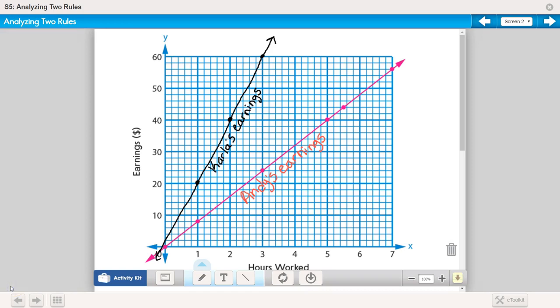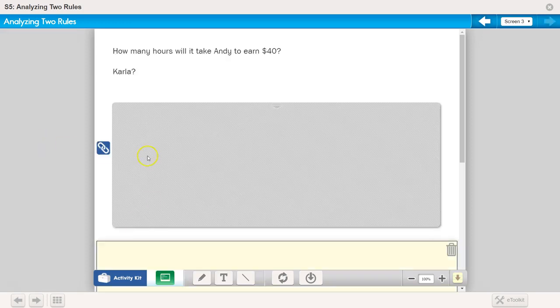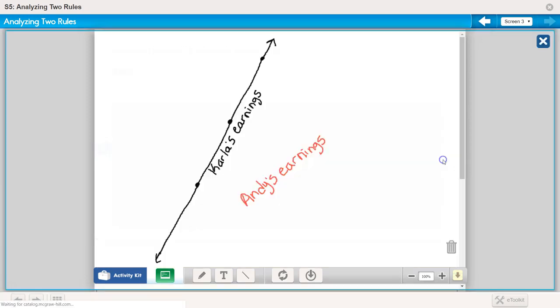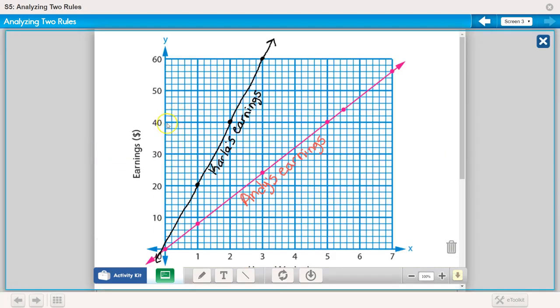Now I would like for you to analyze this grid and answer a couple of questions. How many hours will it take Andy to earn $40? Well, let me look at my grid. All right, here's $40 right here. So I'm going to start at the $40 mark and move to the right until Andy's line intersects with that 40 line. And I can see that it is going to take Andy 5 hours to earn $40.